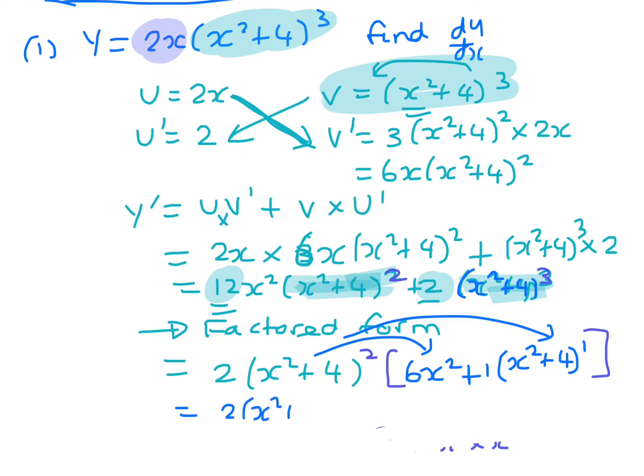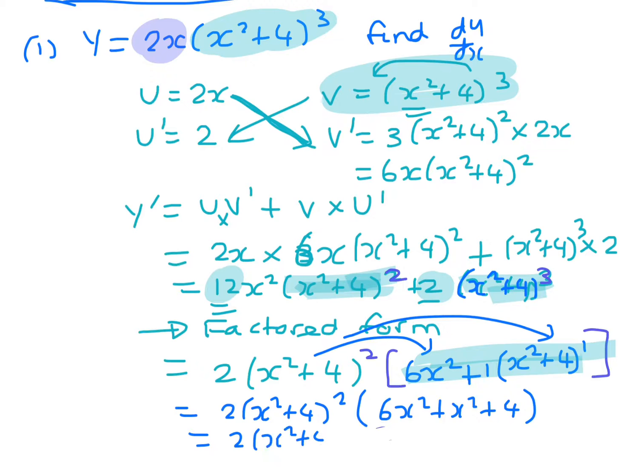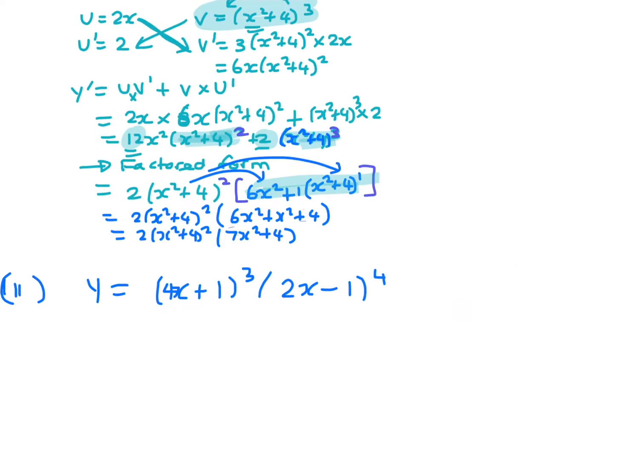And then all that's left is you just need to make sure that when you complete this, you take this bracket here and simplify it. So that's 6x squared plus x squared plus 4, and you just need to collect the like terms together. So that'll be 2 (x squared plus 4) to the 2, and 6x squared plus x squared is 7x squared, so it's 7x squared plus 4. All right, I'm just going to look at another one. So this is your u, this is your v.